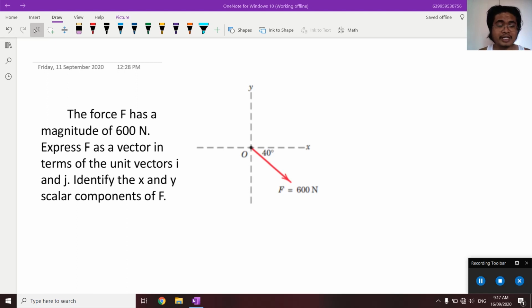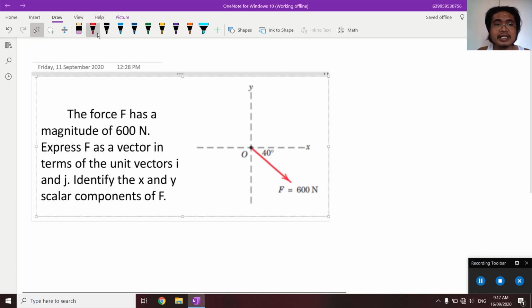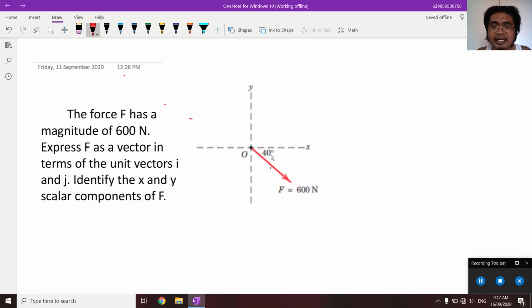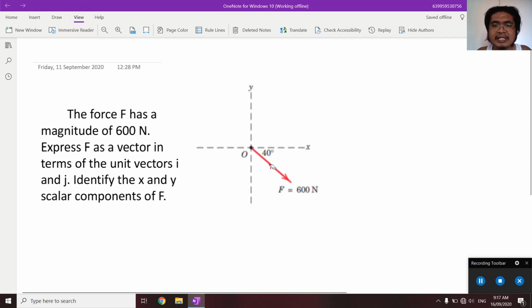Okay, so let's have, for example, the force F has a magnitude of 600 newtons. As shown in this figure, we have a 600 newton force F acting in the fourth quadrant with an angle of 40 degrees measured clockwise from the positive x-axis. The question is, express this force as a vector in terms of unit vectors i and j. Identify also the x and y scalar components. So, what will we do? Let's just use the given reference axis.